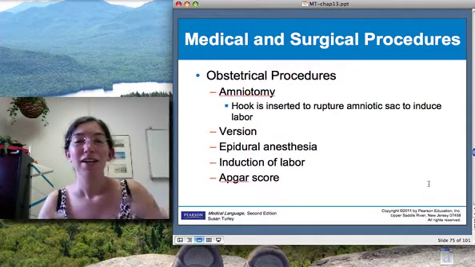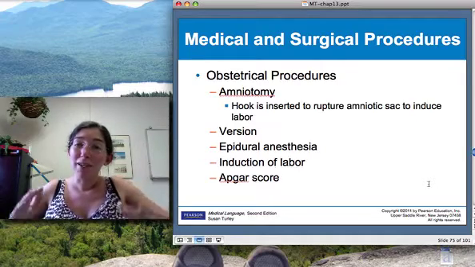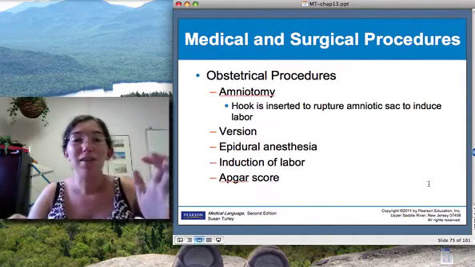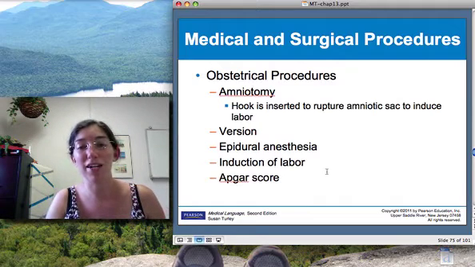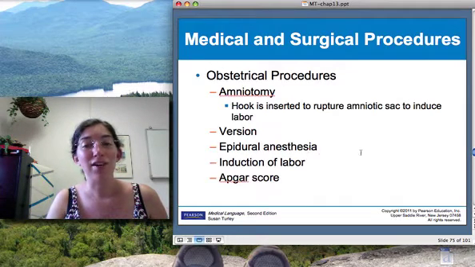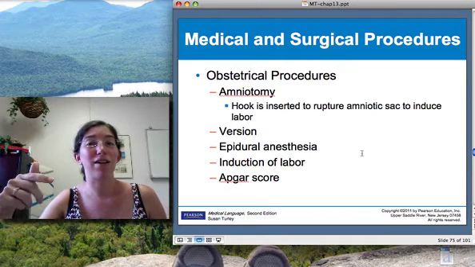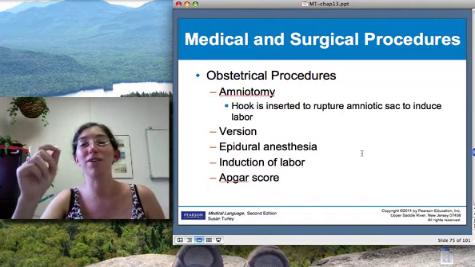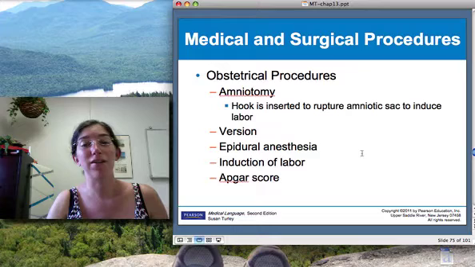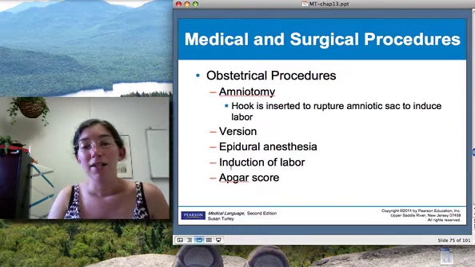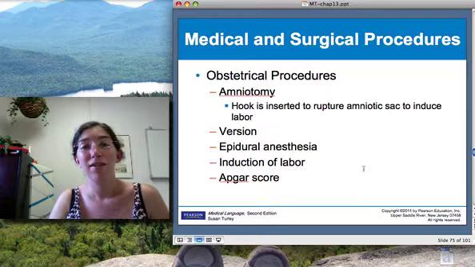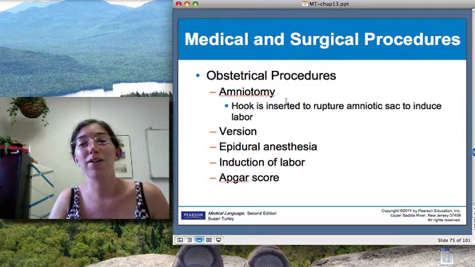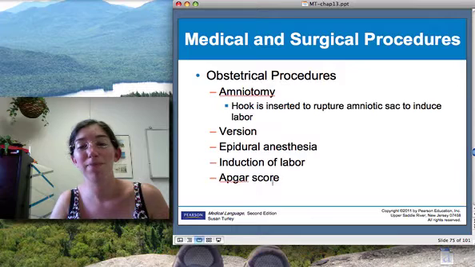Version, which I talked about, is the procedure to basically massage a woman's belly to get the baby to turn into the proper cephalic presentation. Epidural anesthesia is a form of anesthesia where the anesthetic drugs are delivered into the epidural space in the spinal column. And induction of labor is inducing labor, to start labor using drugs or some manual technique like manually rupturing the membranes, doing an amniotomy.